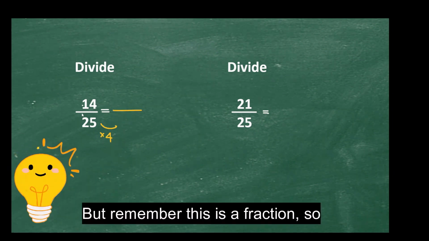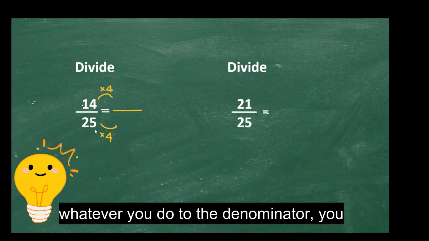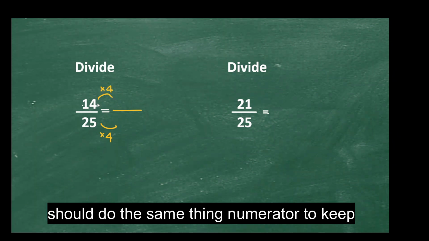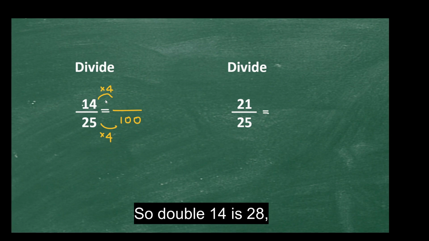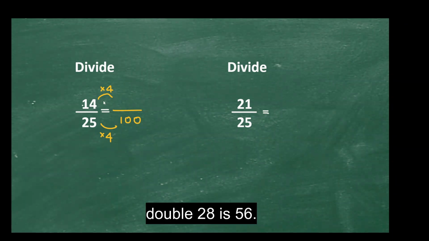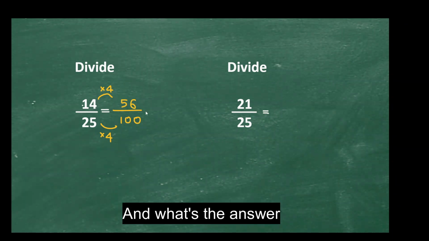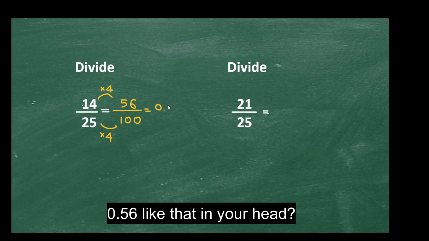But remember, this is a fraction. So whatever you do to the denominator, you should do the same to the numerator to keep it the same. So 25 multiplied by 4 gives you 100. 14 times 4. So double 14 is 28. Double 28 is 56. And what's the answer? 0.56. Like that in your head.